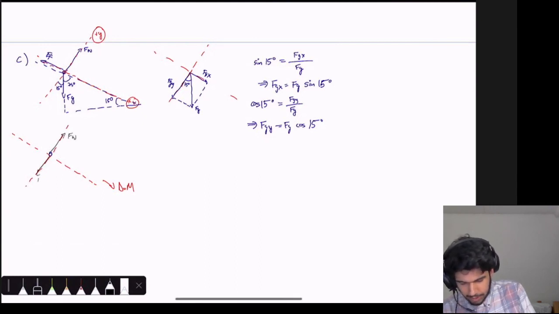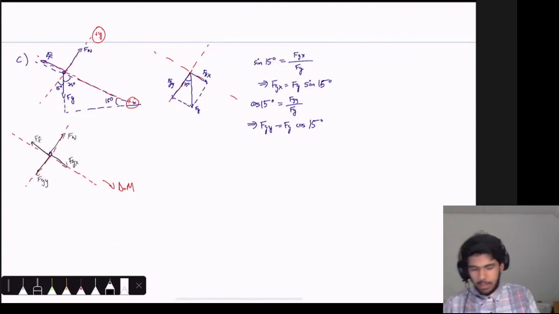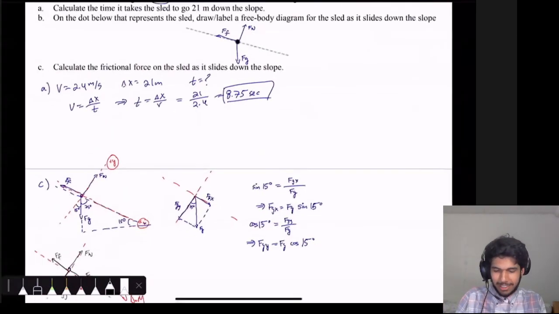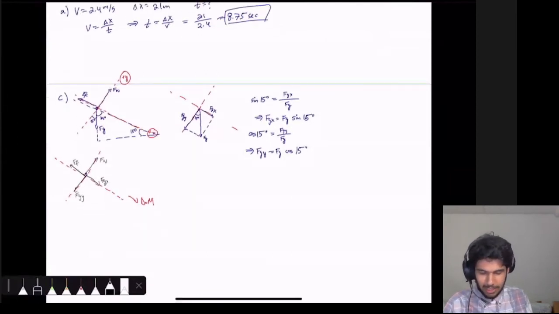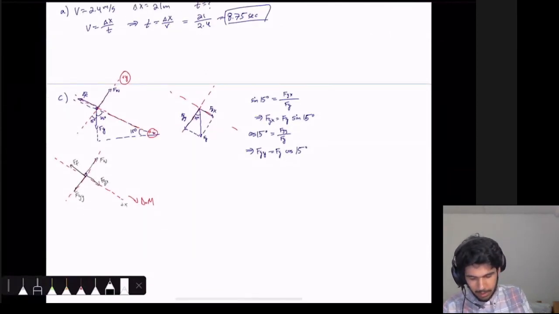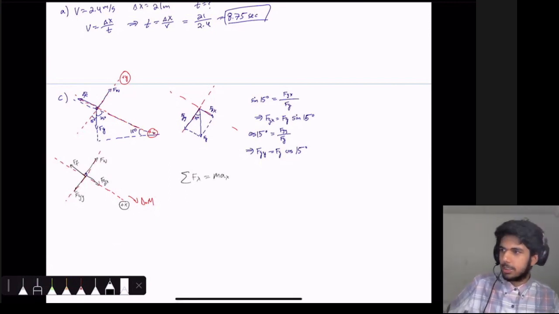Fn, Fgy, this is Fgx, and we have friction opposing it. Cool, so all of that work just to now calculate the force of friction. So friction's pointing in the negative x direction, because that's the positive x direction. So let's take a look at what happens when we sum the forces in the x direction.